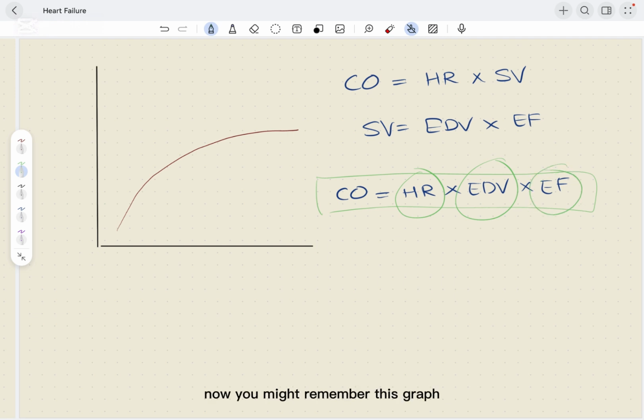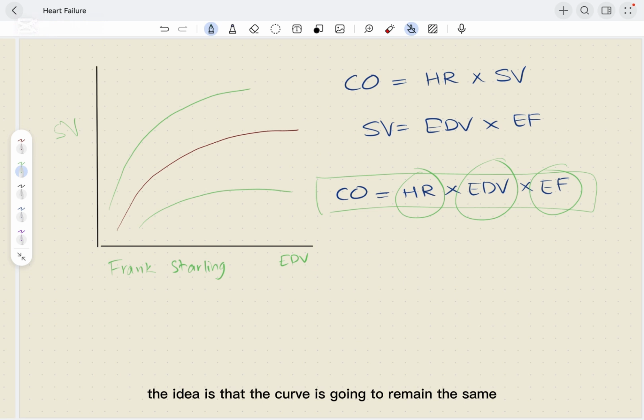Now, you might remember this graph, which is called the Frank-Starling curve. Basically, what it does is plot your stroke volume against end diastolic volume. And generally, we should see a curve like this. If the contractility is going to be higher, then the curve is going to be above this normal line. And if the contractility is going to be lower, then it's going to be below. But the idea is that the curve is going to remain the same.